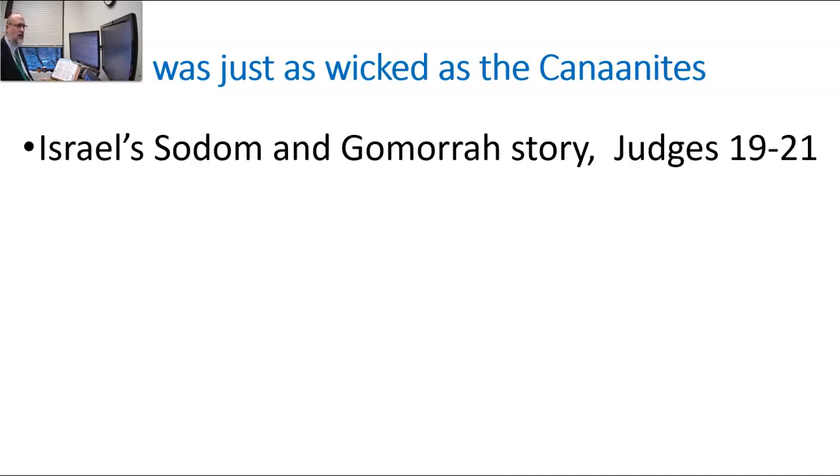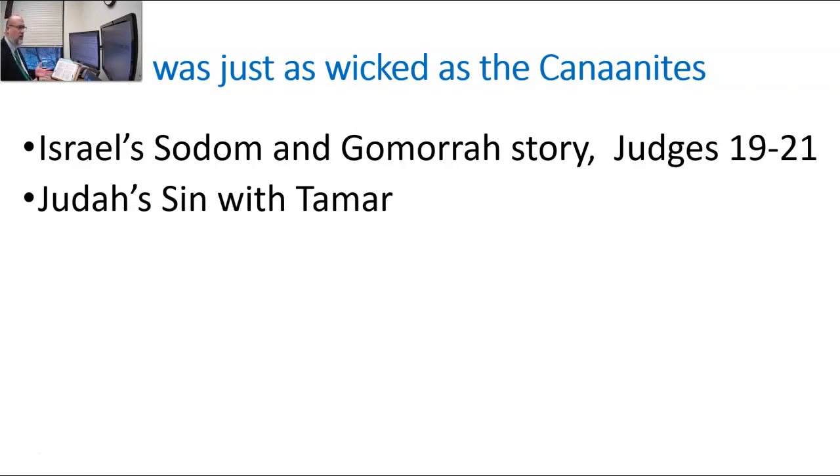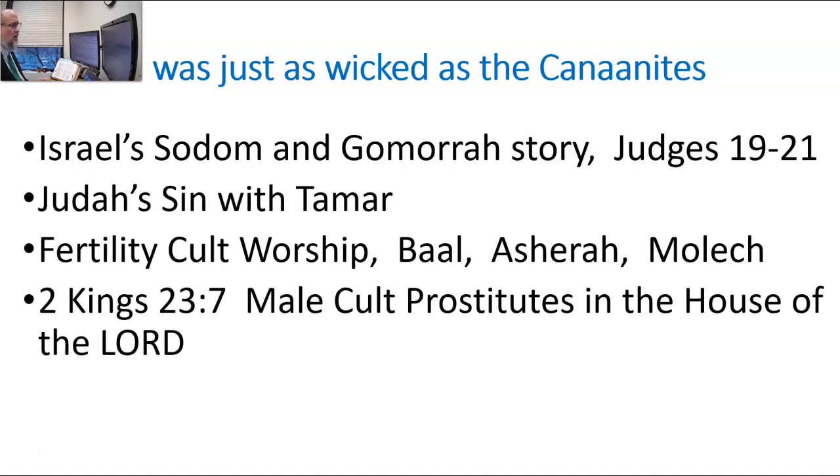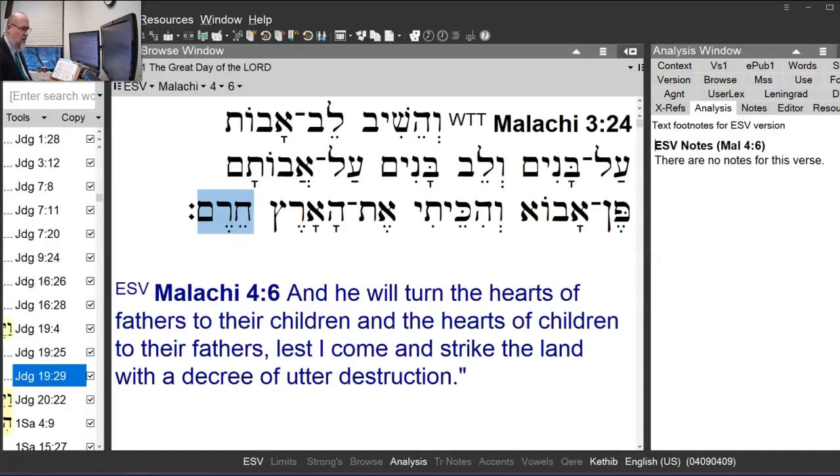Israel is just as wicked as Canaanites. If you read Israel's Sodom and Gomorrah stories in Judges 19 through 21, it's much worse than the Sodom and Gomorrah story in Genesis 18 and 19. Judah has massive sin with Tamar. You have the whole fertility cult, Baal, Asherah worship, sacrificing to Moloch. You even have male cult prostitutes inside the temple of God there at the end.